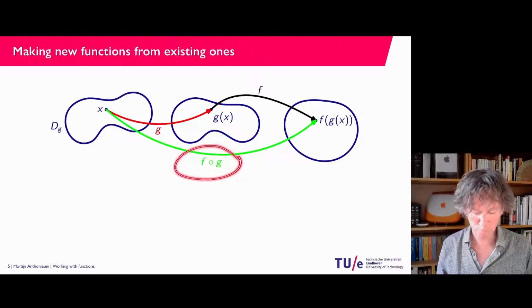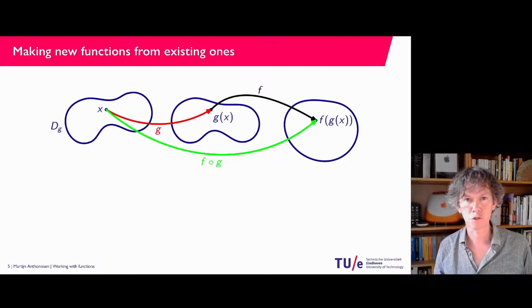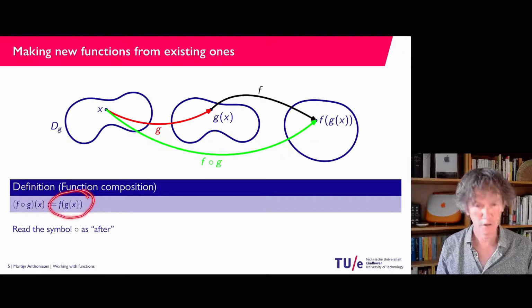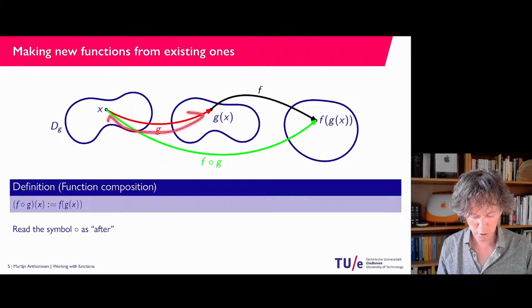And the symbol we use for that is f after g. So a little open circle, and it's being pronounced as after. So function composition f after g applied to x, that is the f of g of x. First we do g of x, and then we do f of x. We make 2 steps.